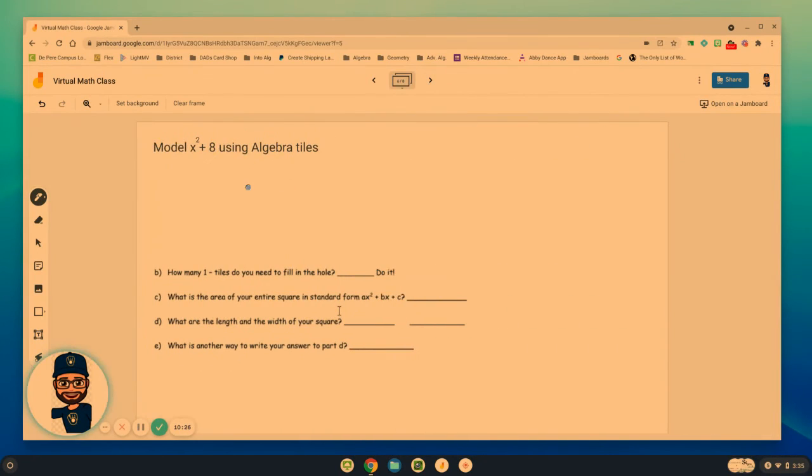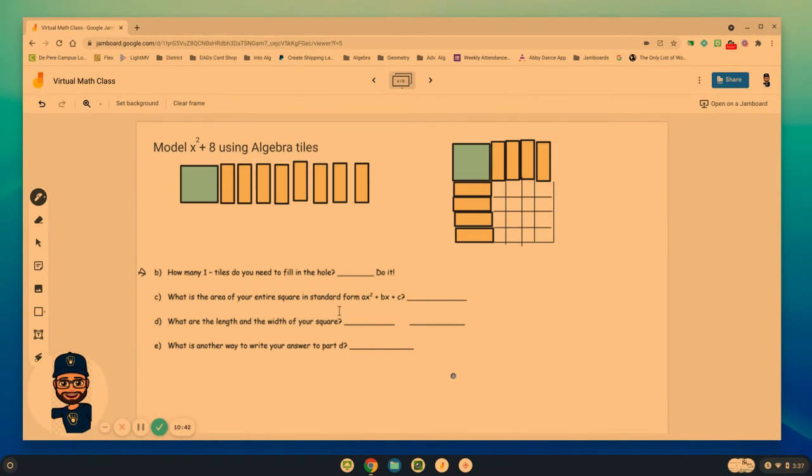So let's try another one. x squared plus 8x. Right? Why don't you pause the video here and see if you can draw yourself an x squared plus 8x and then turn it into a square to figure out part B. Once you get to part B, that's a good spot to stop.